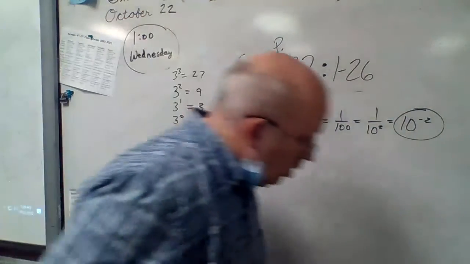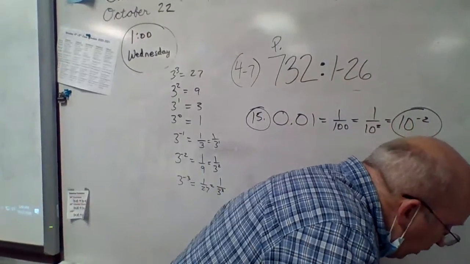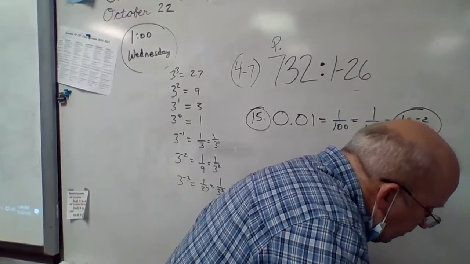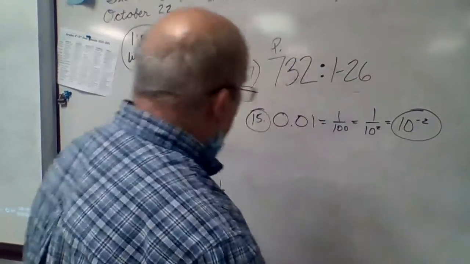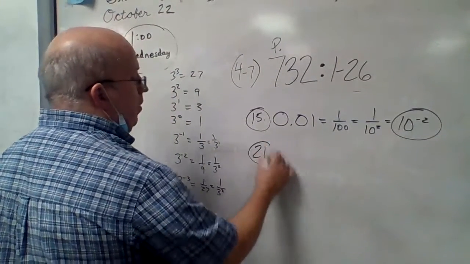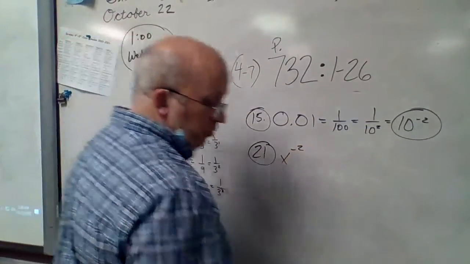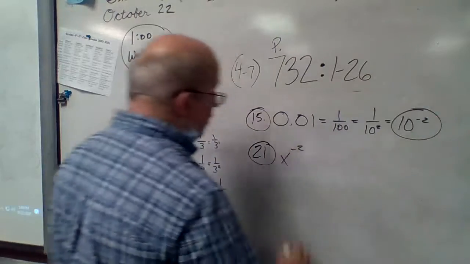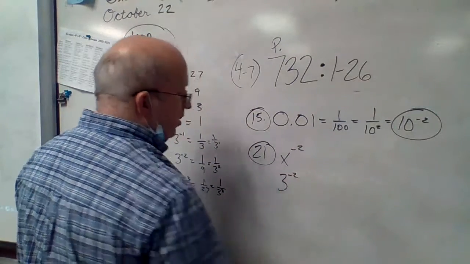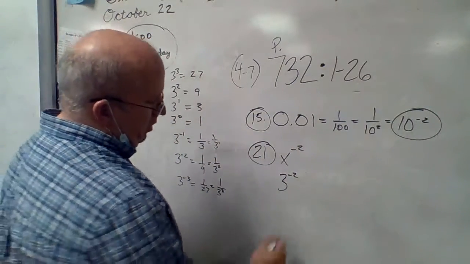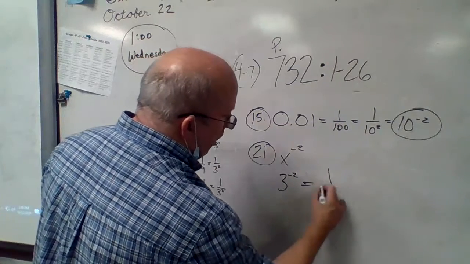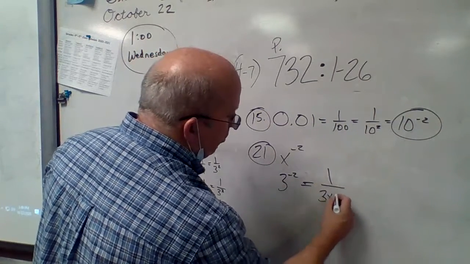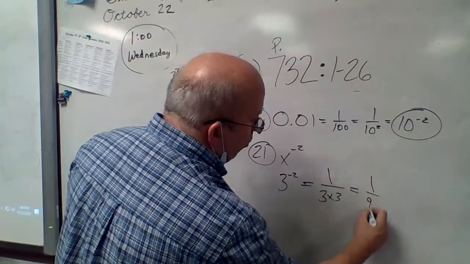Okay? How about 21 through 26? 21's not so bad. 21 says x to the negative second, and we're supposed to change the x into 3. So it's really 3 to the negative second. What does that mean? 3 to the negative second really means 1 over 3 times 3, or 1 over 9.